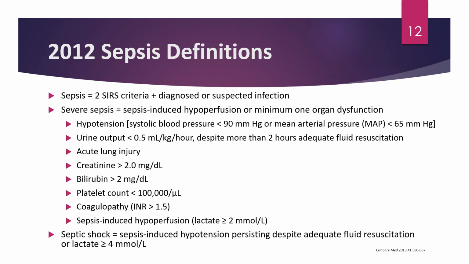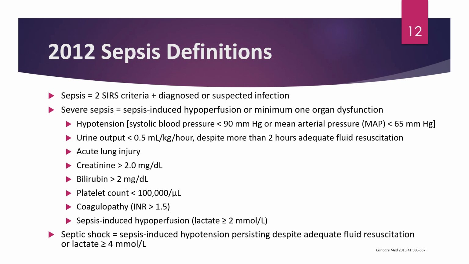So, as I alluded to, with the 2012 sepsis definitions, sepsis is classified as two of those SIRS criteria that we talked about on the previous slide, plus a diagnosed or suspected infection. So if we don't know what it is yet, and we have two SIRS criteria, we're going to call it sepsis until we can't call it sepsis. And we're going to treat it as if it's sepsis because we don't want to take the risk of not treating it.